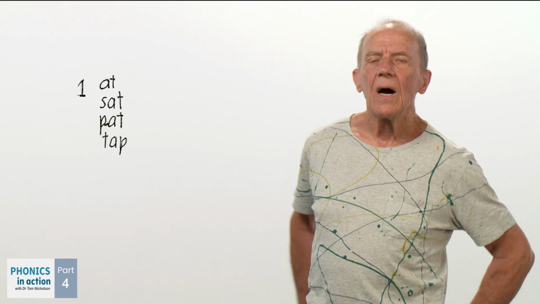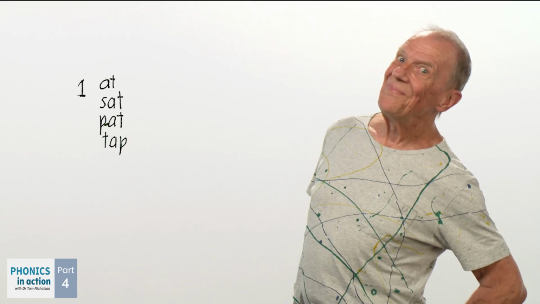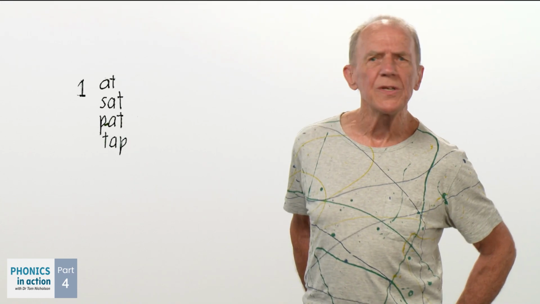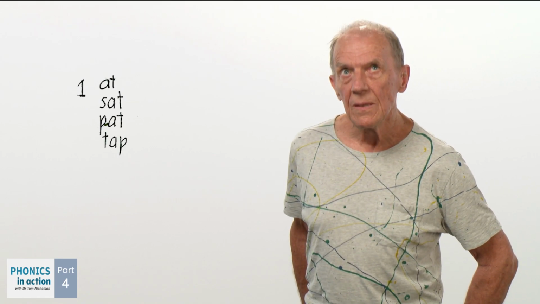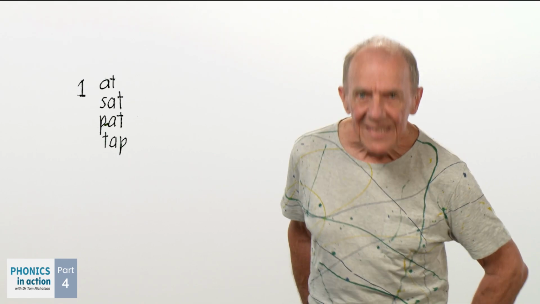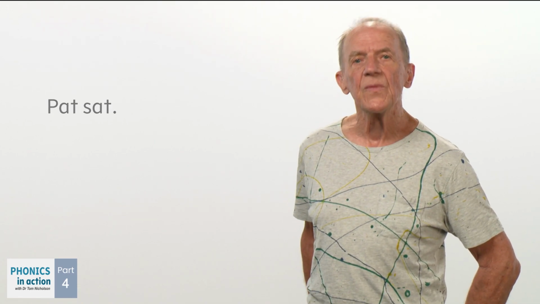Yes, that's it. I'm going to point to another 3 letters. I'm not saying anything because I'm just pointing. But I've pointed to the p, a, t. What's that? Pat. Yes. And we can even write sentences with those words. Like I can write Pat sat. See, I've started with a capital P and ended with a full stop. That's a sentence. Pat sat.